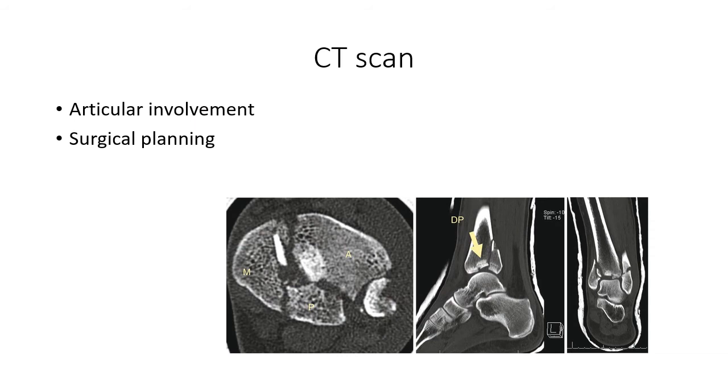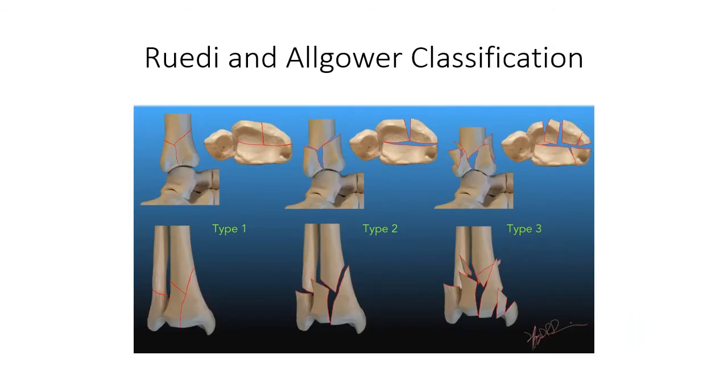CT scan is a must in tibia plafond fracture to assess the articular involvement and to help us with classifying Pilon fracture. It will help in surgical planning and facilitate the operative treatment. We use the Ruedi and Allgower classification to classify distal tibia plafond fracture. Type 1 is a cleavage fracture with no major articular disruption.